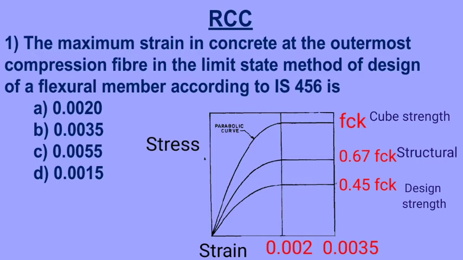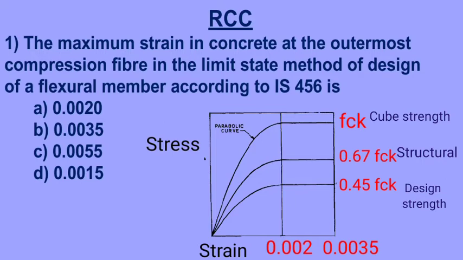Now from this graph, we understand that the maximum strain in concrete under compression is 0.002, and the maximum strain in concrete under flexure is 0.0035. Maximum shrinkage strain in concrete is equal to 0.0003. And maximum stress in concrete is equal to 0.447 fck, that is almost equal to 0.45 fck. Maximum design stress in steel is equal to 0.87 fy. This is the stress-strain curve for the limit state method of design. Here the curve is parabolic up to 0.002 strain, then linear up to failure. So here our answer is option B, 0.0035.